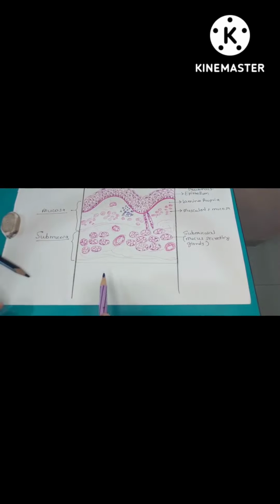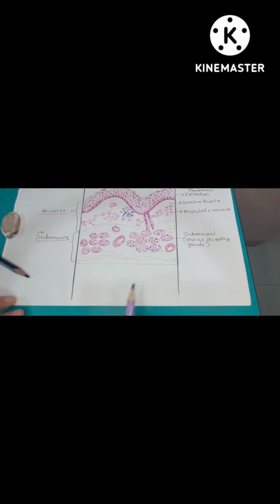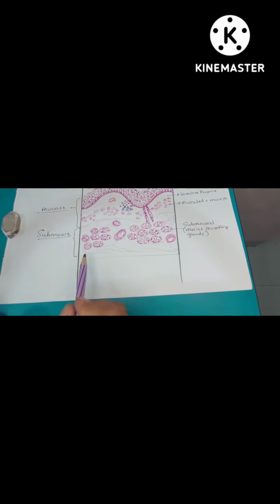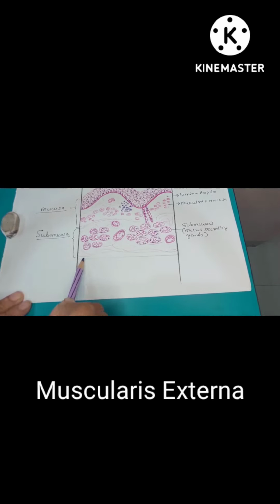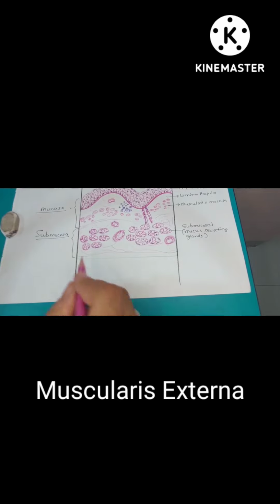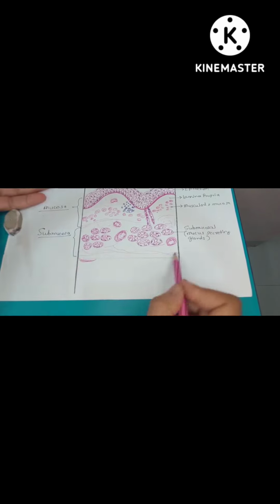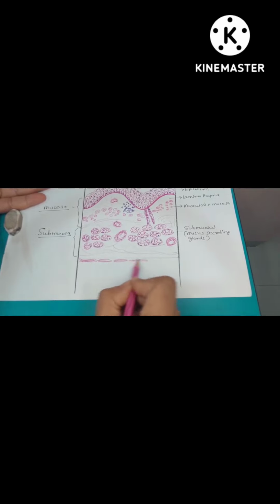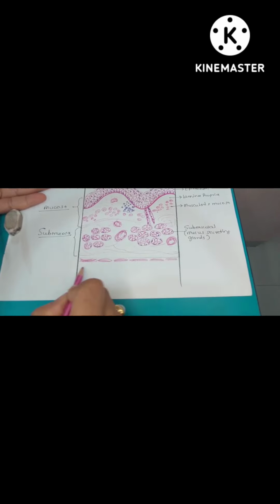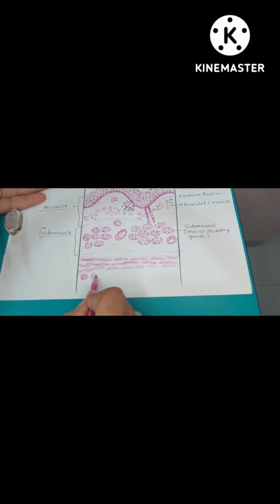Now the next layer is the muscularis externa. Here it has an inner circular layer and an outer longitudinal layer. The circular fibers run like this, you have to draw. So these are the inner circular layer. The longitudinal layer in cross section appears somewhat like this because the fibers are running along the length of the esophagus.